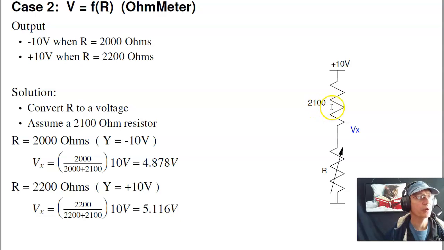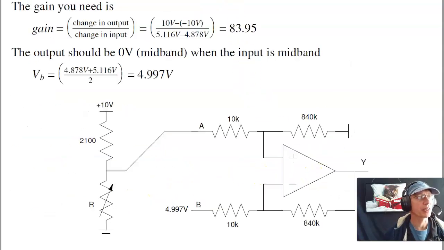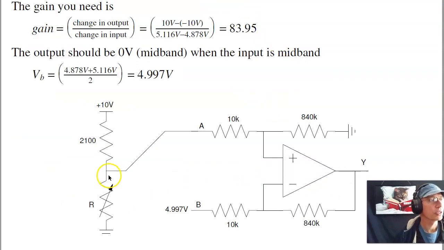Then using voltage division, I can find that Vx goes between 4.8 volts and 5.1 volts. And ideally, when X is 4.8 volts, I want the output to be minus 10. When X is 5.1, I want the output to be plus 10. So I'll then connect this to my instrumentation amplifier. And notice that as X goes up, the output goes up, which means I connect to the plus input of the instrumentation amplifier. And that looks like this. So the voltage divider connects to the plus input.